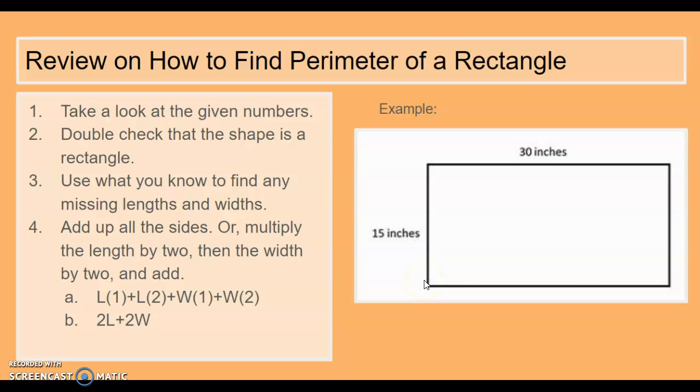But let's remember, what is the length of this side and this side? Well, remember that in a rectangle, the opposite sides are equal. So because this side is 30, the opposite side of it is 30. Same thing for this one. 15 is the width on this side. That means the width of this side is 15 as well.